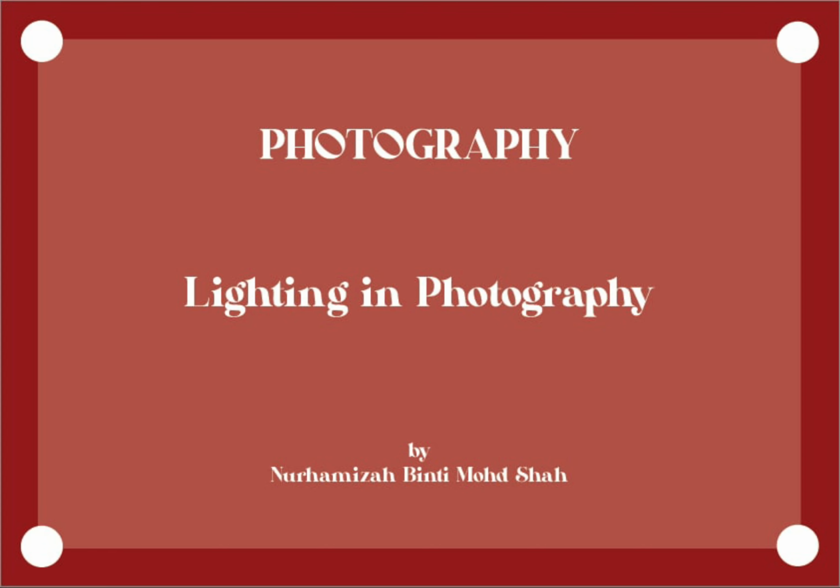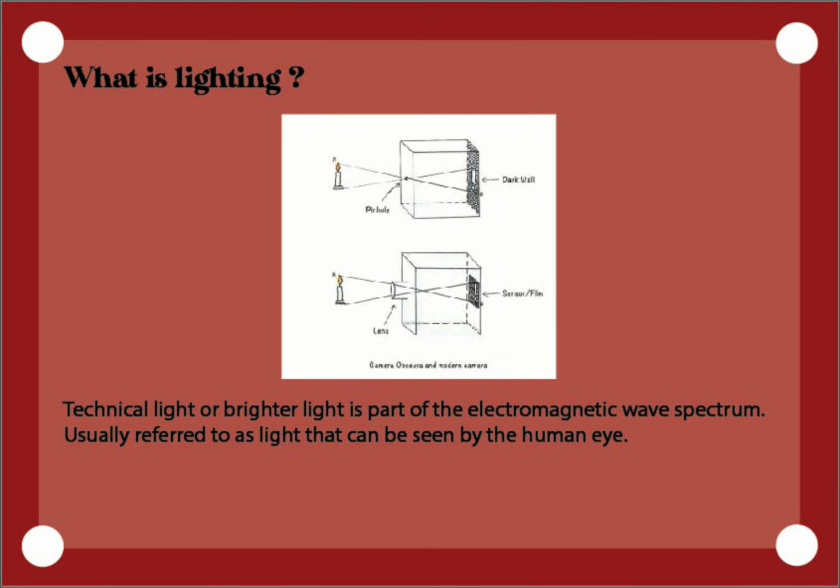Today I want to present about lighting in photography. What is lighting? Lighting is technically light, or brighter light, part of the electromagnetic wave spectrum, usually referred to as light that can be seen by human eyes.